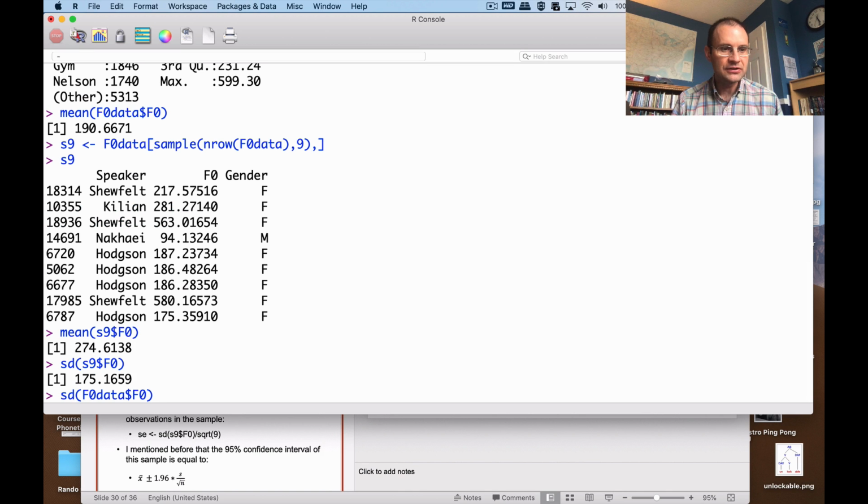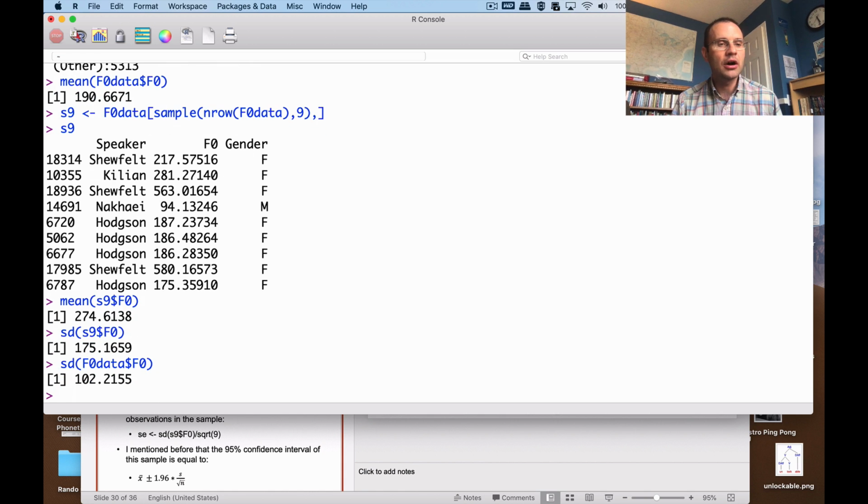Standard deviation of just the F0 from the entire population, so-called. So that is 102, and from our sample, it's 175. But remember that in a real experiment, you're not going to know this mean of the population. You're not going to know that at all. You're not going to know the standard deviation of the population at all. You're going to know these two numbers, and on the basis of these two numbers, you're going to try to guess what this mean is.